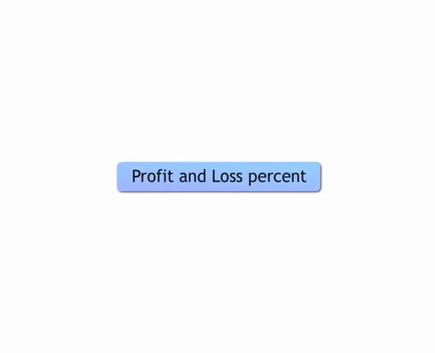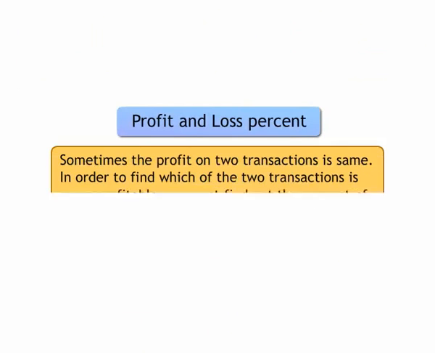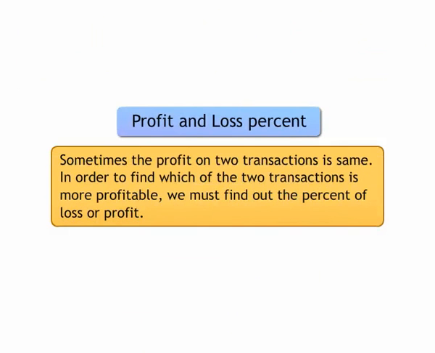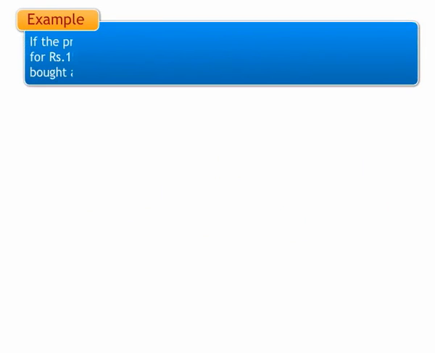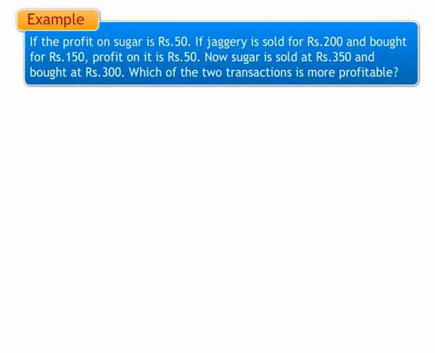Let us now look at the need to calculate profit and loss percent. Sometimes, the profit on two transactions is same. In order to find which of the two transactions is more profitable, we must find out the percent of loss or profit. Let us study through example. Example. If the profit on sugar is rupees 50, if jaggery is sold for rupees 200 and bought for rupees 150, profit on it is rupees 50.